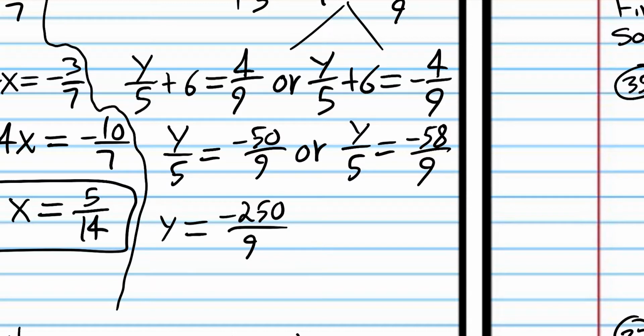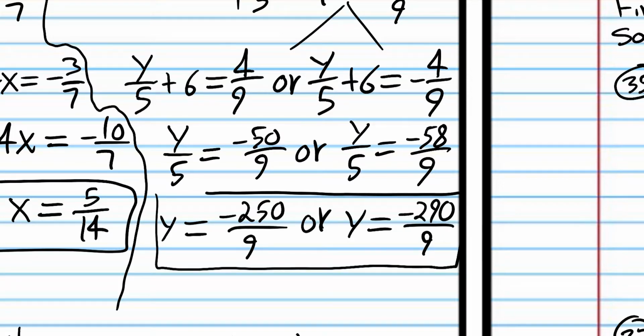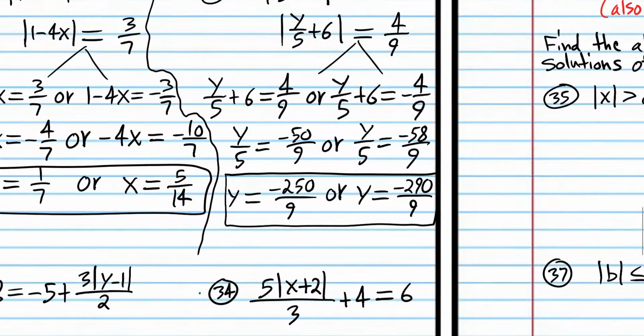Let me blend that box in. Or multiply both sides by 5, and we get negative 290 over 9. So I know fractions are annoying. They are annoying. But again, you can't avoid them.